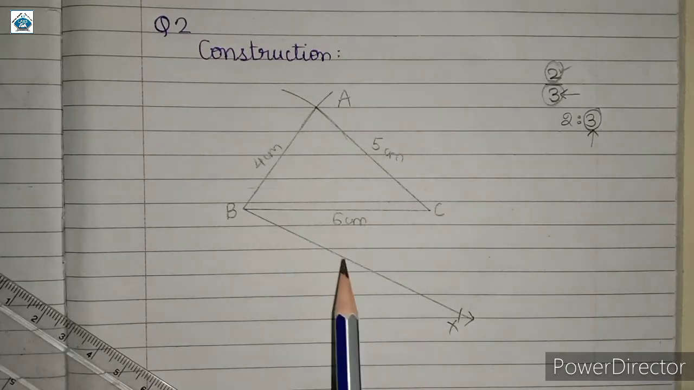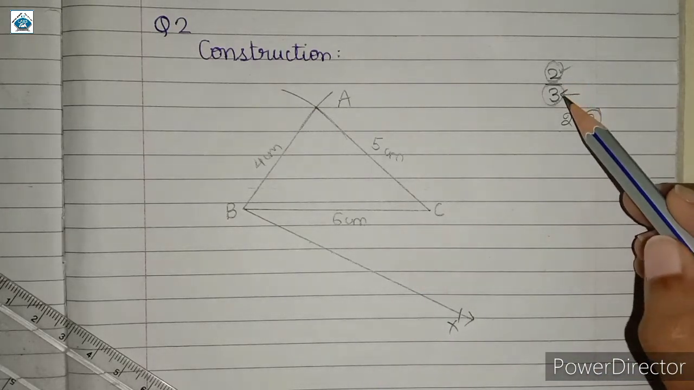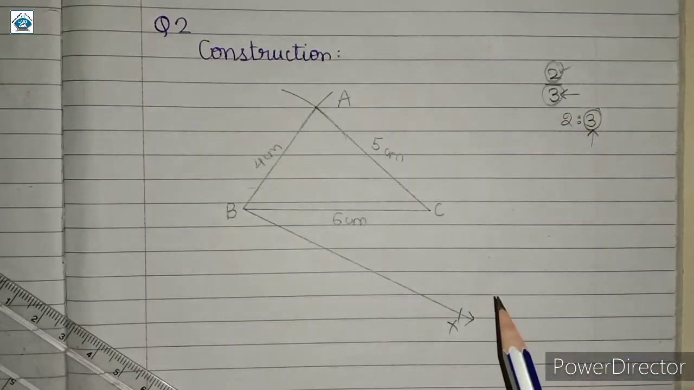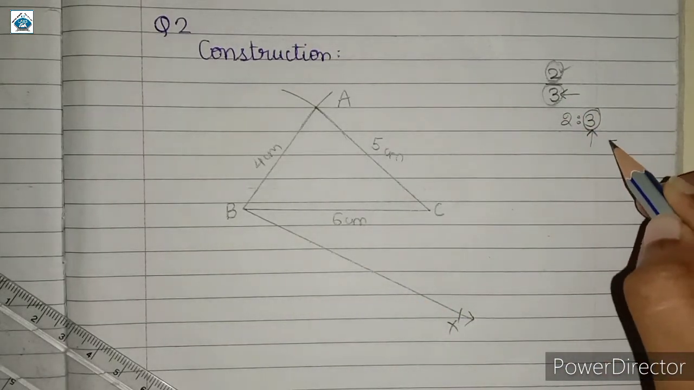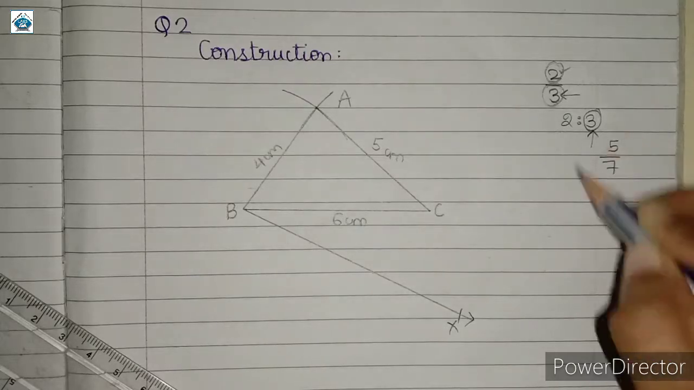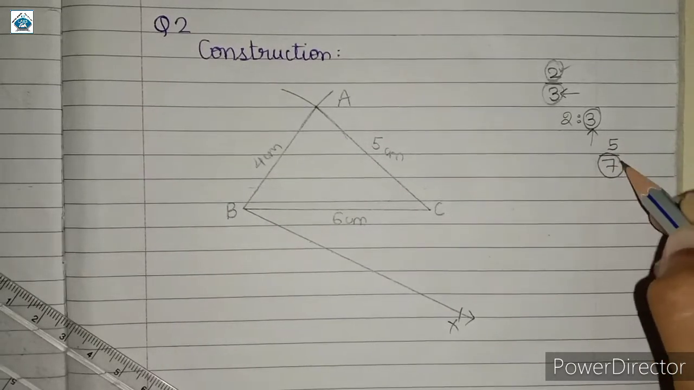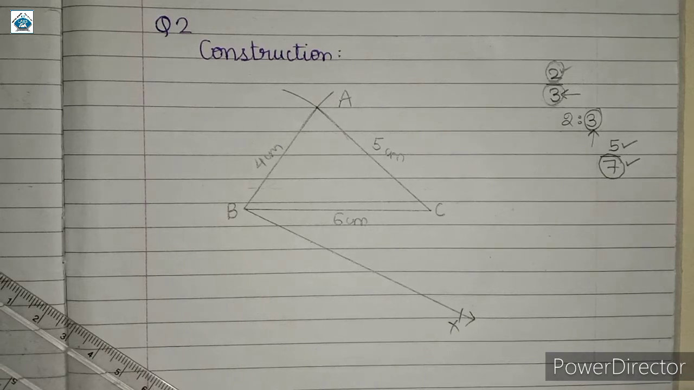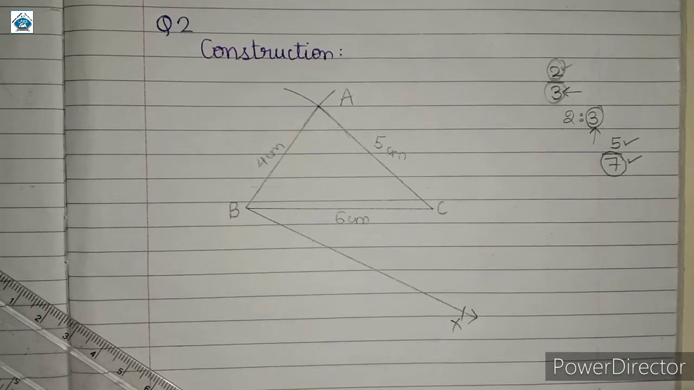Now, we need to make 3 divisions in BX. Here we have 2/3 and 3 is the bigger number, which is why we are making 3 divisions. If you had 5/7, we would make 7 divisions. The greater of the 2 numbers, that many divisions you have to make.